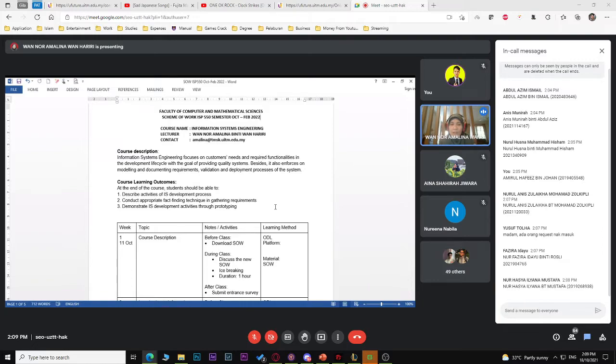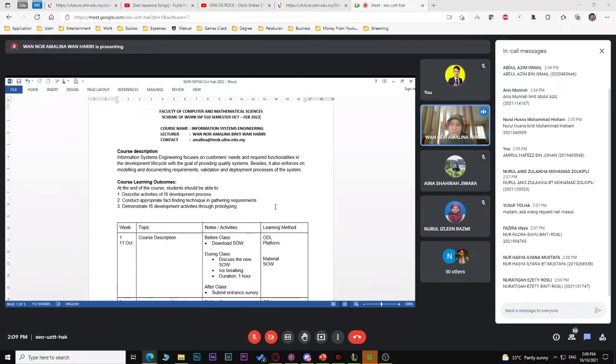Otherwise, we do not want you to come up with a product that is like a cowboy job. If it works, it works; if it does not, then bad luck. No, there is a kind of process that you have to go through in order to develop a system, right?